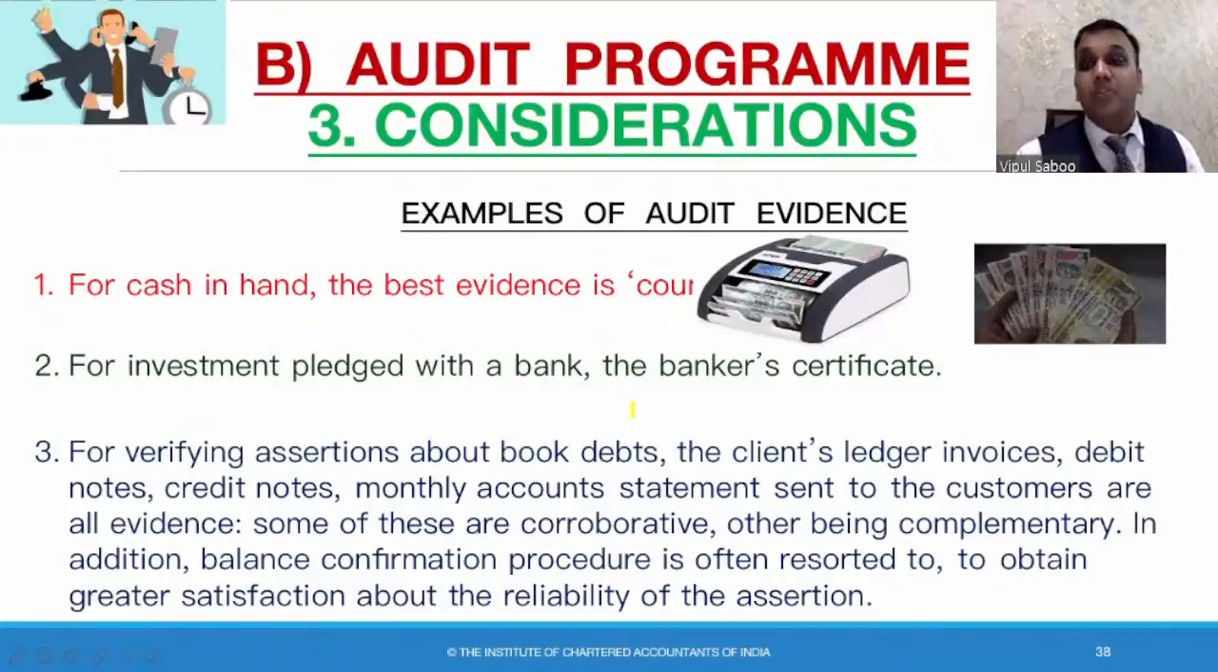So count is the best audit evidence for cash in hand, and you can always get the cash balance certificate from a bank or company, wherever you are counting cash, and the physical cash certificate as well. For investment pledged with the bank, the banker's certificate. For example, I have taken a loan against my LIC policy. Oh, okay. Let's leave it.